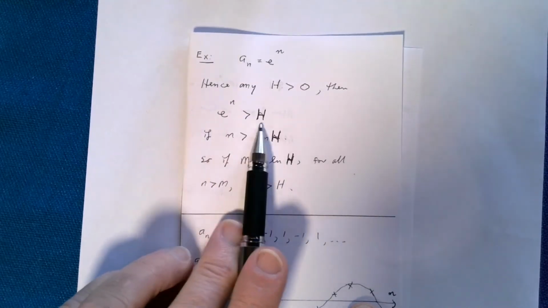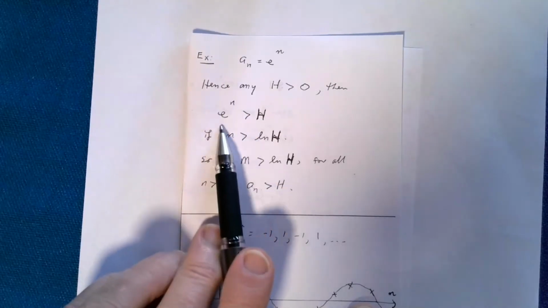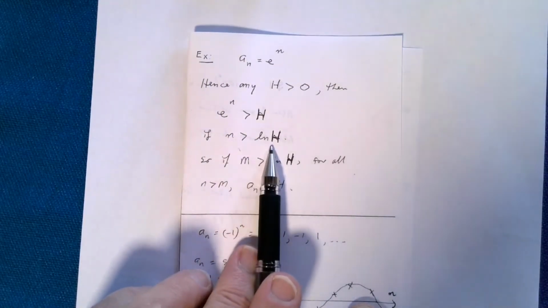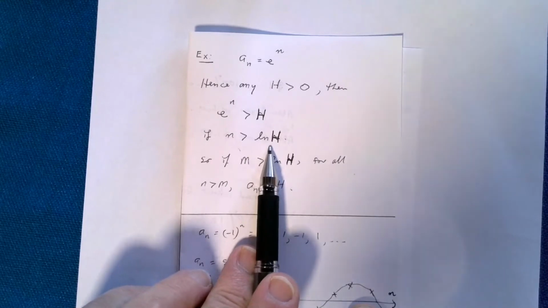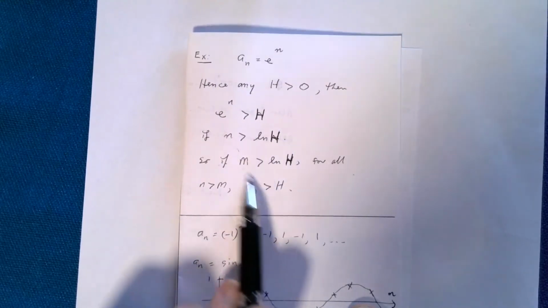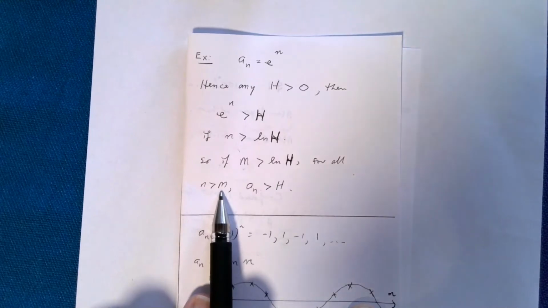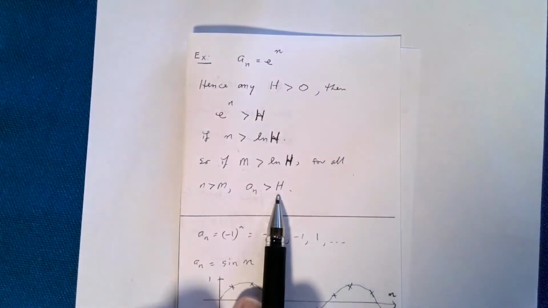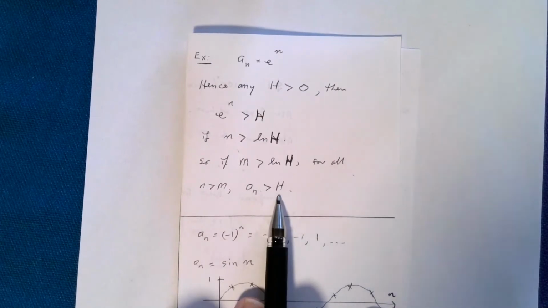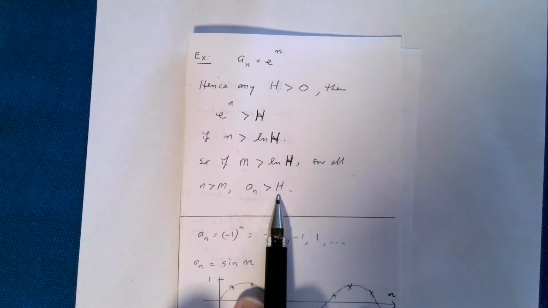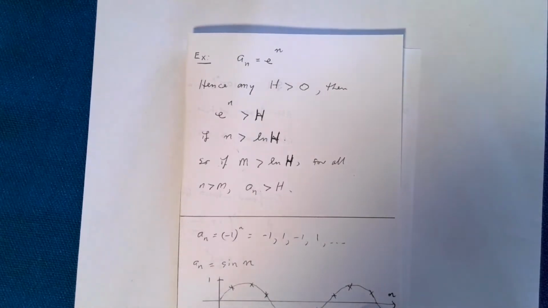Anyway, so I'm going to take logs of both sides, and the log of e to the n to the base e is just n, and the log of h is the log of h. And that simply says that if I go past this point, if I take M bigger than the log of h, then for all n bigger than this capital M, I could even take M equal to the log of h, take any number n bigger than M, then the sequence is bigger than h, because that's how we constructed this number in the first place. So that's just a simple example of showing from the definition this particular sequence diverges to infinity.